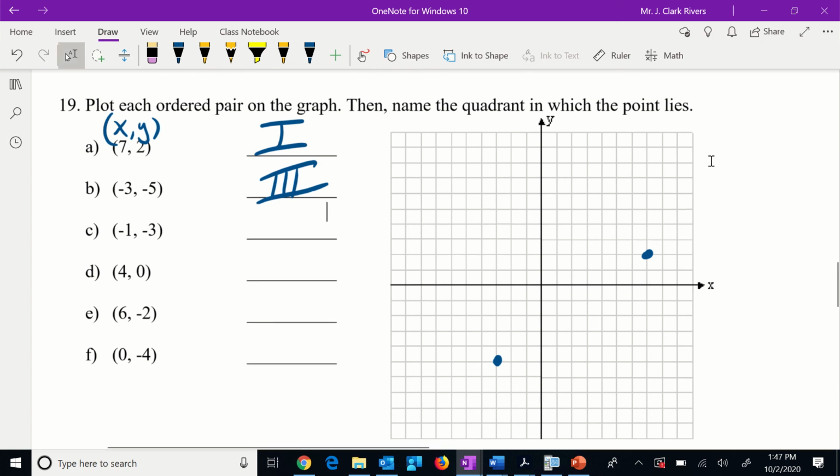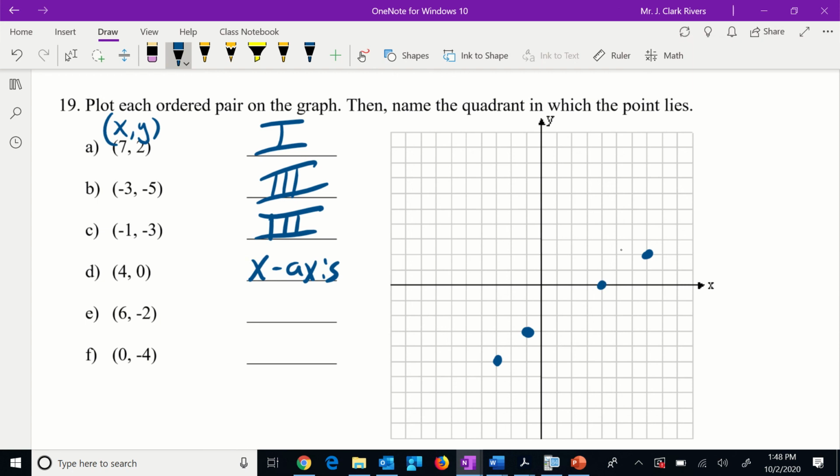-1, -3. Okay, that's to the left 1 and down 3. 1, 2, 3. And this is the point -1, -3. That also is in quadrant 3. 4, 0. Okay, that's to the right 4. 1, 2, 3, 4. And we're going up and down 0, meaning we're right there. This is on the x-axis. This is not in a quadrant.